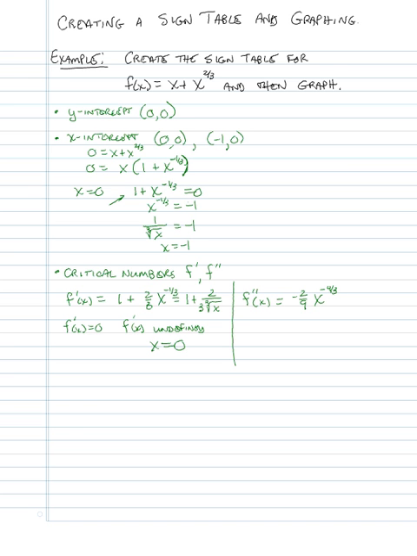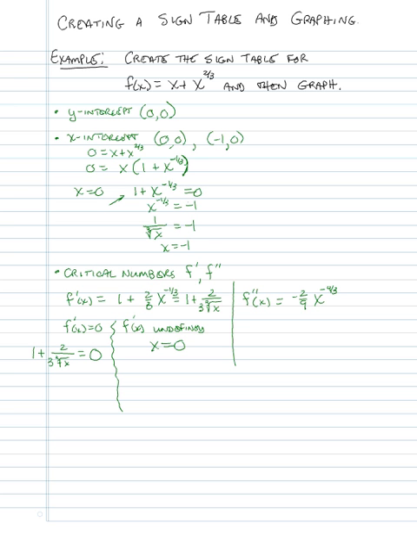Now, the next question would be, is there any value of x for which this thing is equal to 0? And then that would be what we are working on right here on the left side. That would be 1 plus 2 over 3 cube root of x is equal to 0. And we want to know if that has a solution.